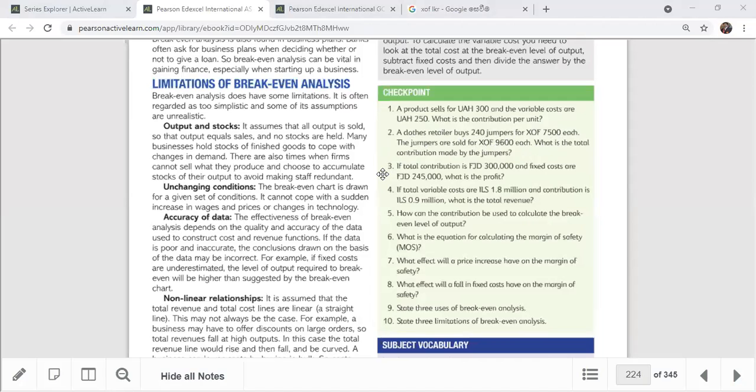Third question: if the contribution is FJD 300,000 and the fixed costs are FJD 245,000, what's the profit? The profit equals contribution minus fixed cost. So 300,000 minus 245,000, that's the fixed cost, is 55,000.